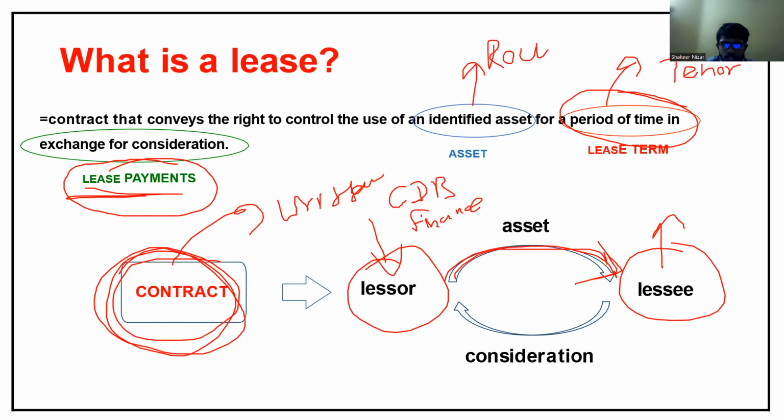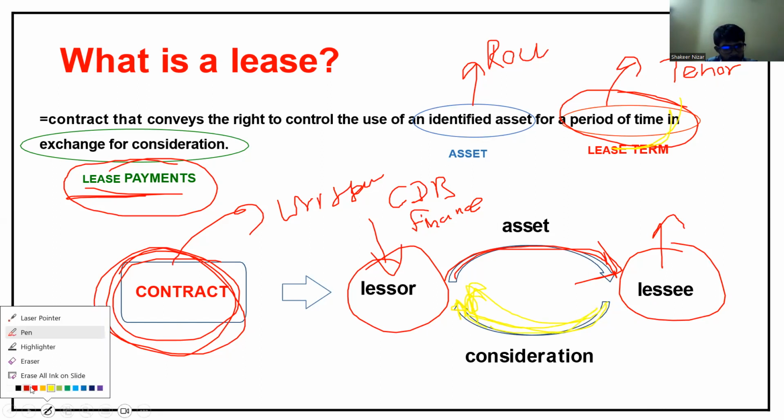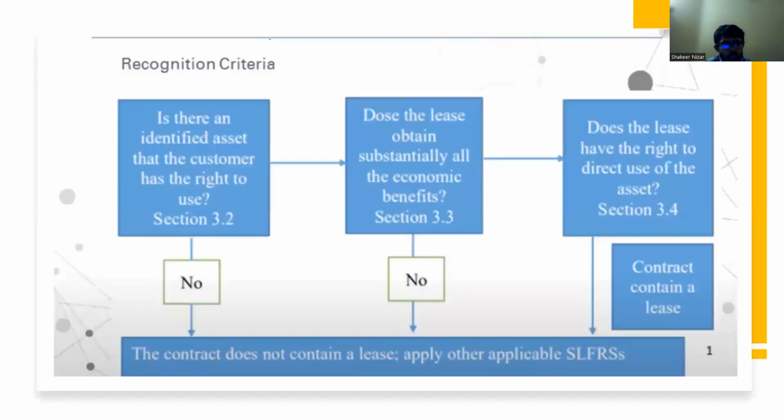So here, the underlying asset is given by the lessor to the lessee. In return, the lessee is liable to pay the agreed lease payments to the lessor for using the right of use asset, right? With that, we can go forward.